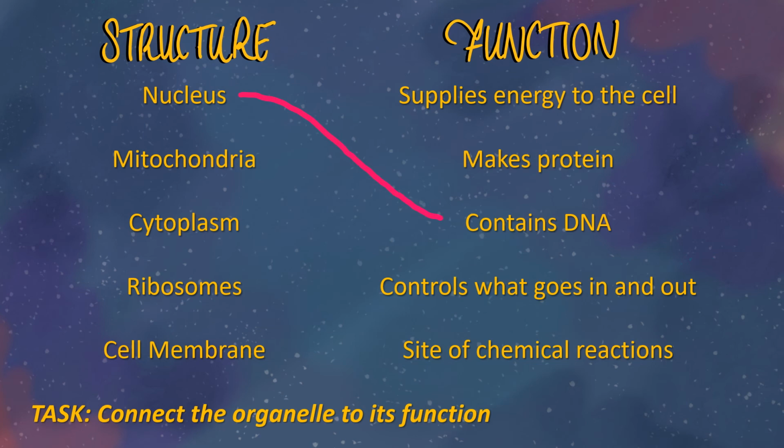Right, number 1, nucleus contains DNA. Number 2, mitochondria supplies energy to the cell. Number 3, cytoplasm is the site of chemical reactions. Number 4, ribosomes make protein. And number 5, cell membrane controls what goes in and out of the cell. Give yourself a mark out of 5, please, and correct any that you got wrong.